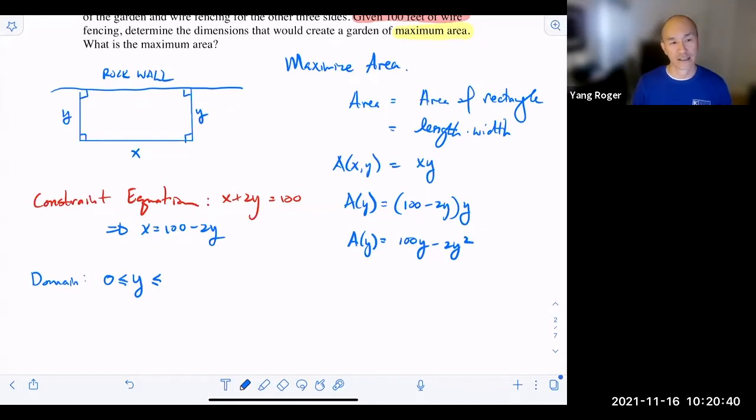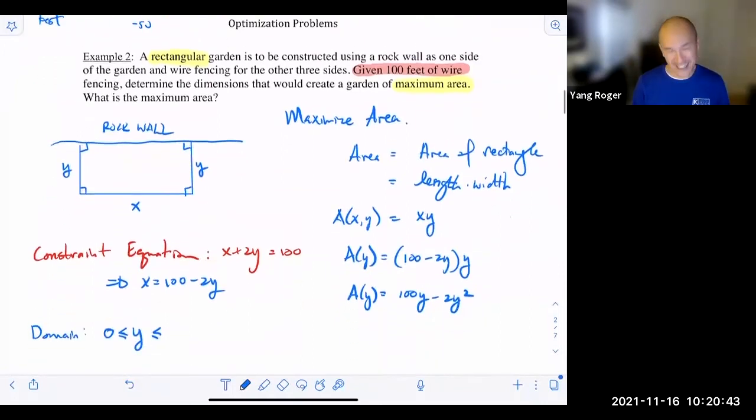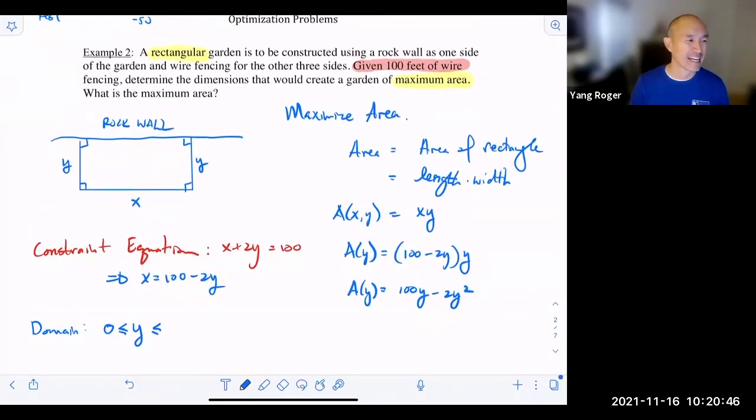Oh, hold on a second. How did I get the constraint equation? Someone just asked. I thought I just explained this. You see this statement here? You have 100 feet of wire. So how much wire do we have? We've got y plus x plus y. So if we took the sum of the lengths of the three sides, that's going to be 100. That's the constraint equation. It's highlighted in red. Maybe I need to pause here. The questions come in on like a 2-minute delay.